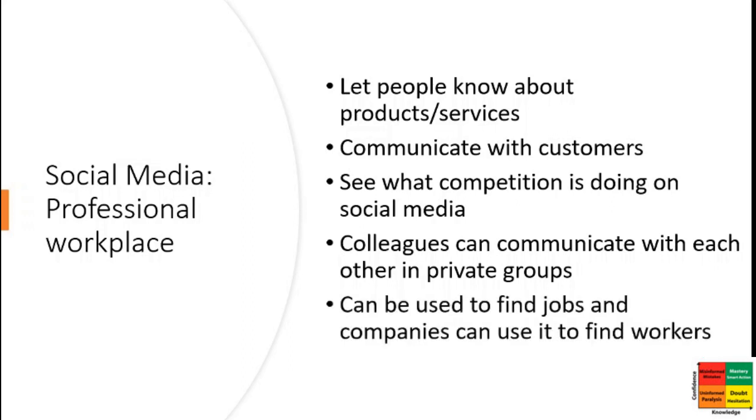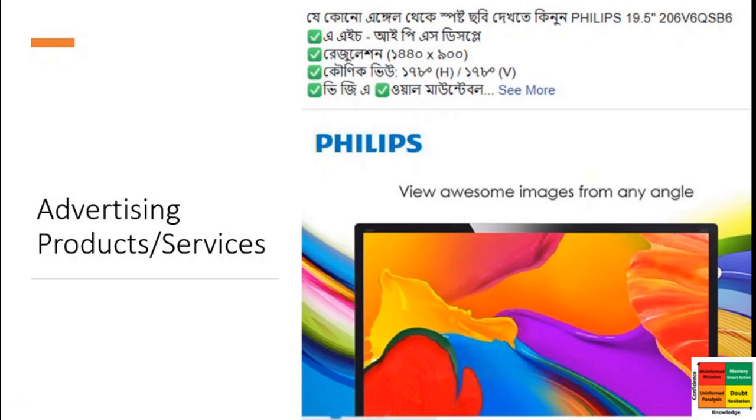And it can also be used to find jobs, and companies can use it to find workers. So often companies might need to find a new worker. They might need to find some talent for their company, or a person might be looking to find a job. So even social media can be used in these contexts, right, to find workers and for people to find new opportunities. Now here's an example of companies advertising their products and services using social media.